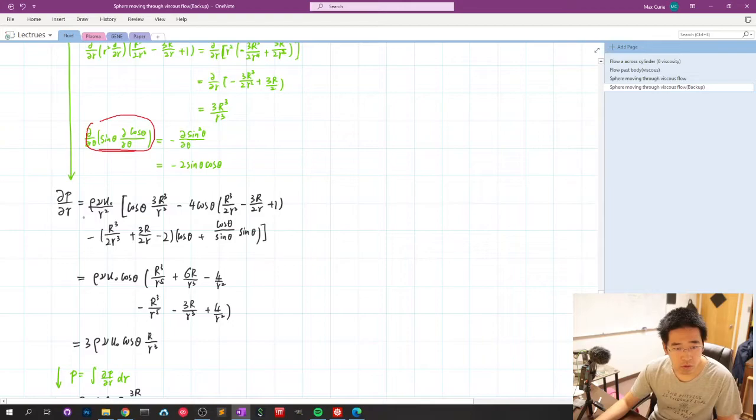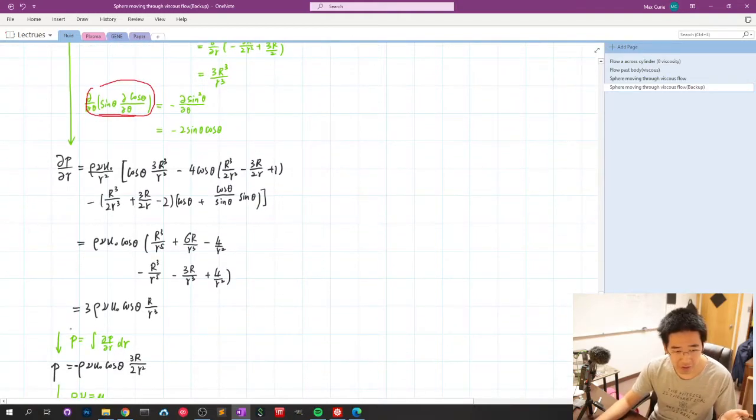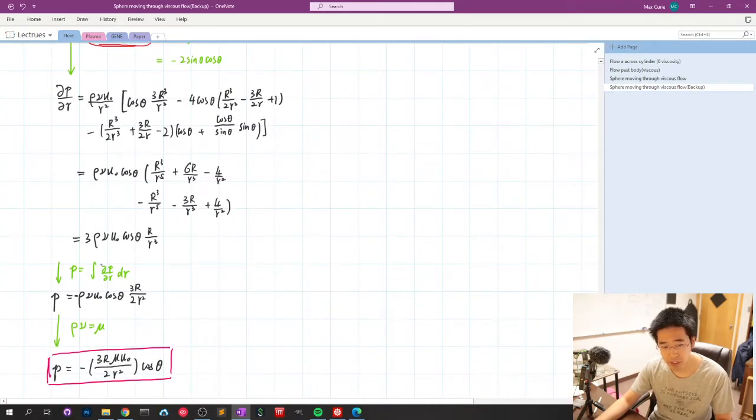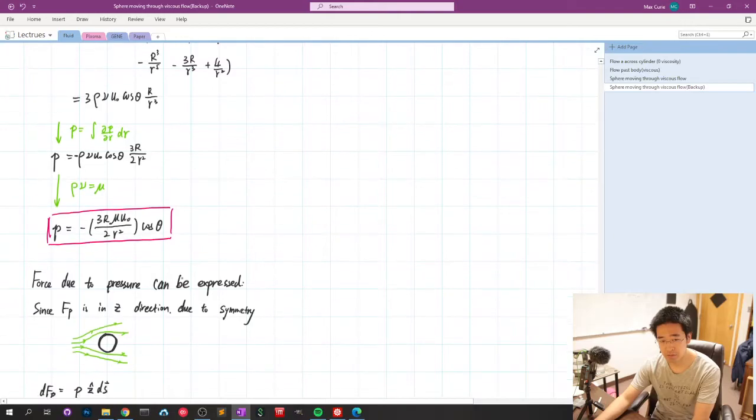So we have this, and thankfully, most of them cancel out. We have this nice expression, and then this is dp/dr, and we integrate on r. It's a pretty trivial integral. Then we have this pressure. Thankfully, we got that.